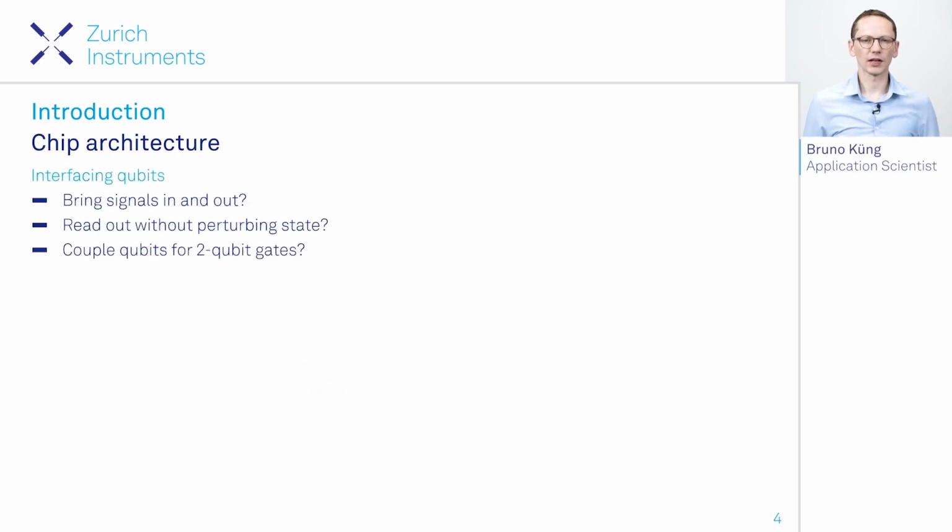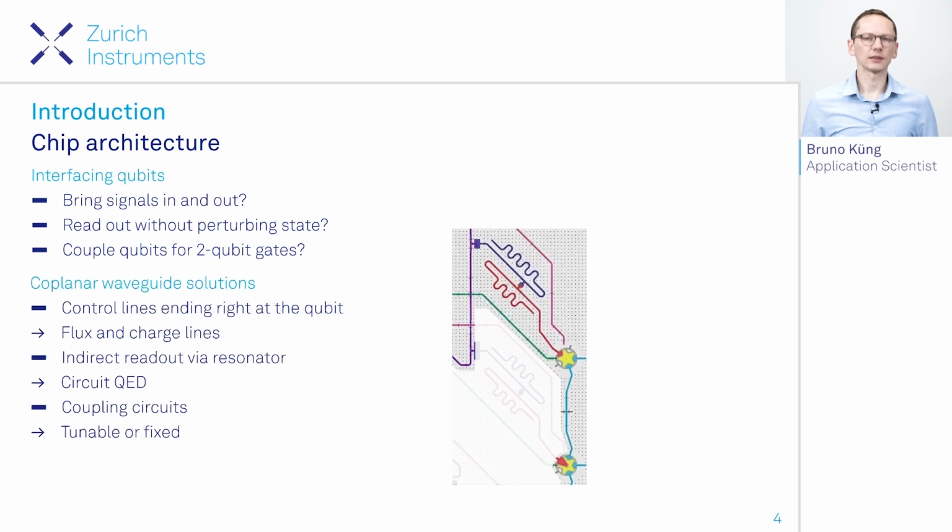Now going one level out, so this is a single qubit, but we also need to interface it. We need to bring signals in and out. We need to measure qubit state without perturbing its state, and we may want to couple multiple qubits. These challenges are actually met with solutions based on coplanar waveguide engineering. Here you see a photo of a bit larger scale of the same sample, where you can recognize control lines that actually can go right to the qubit to provide electrical and magnetic bias.